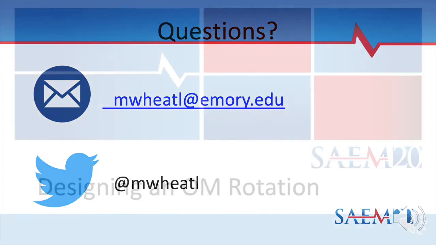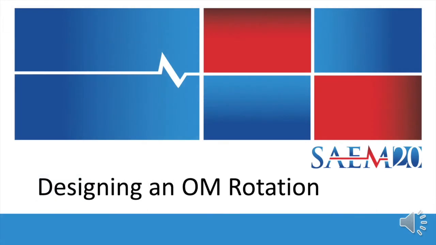Depending upon the size, location, staffing model, and structure of your observation unit, there are various ways in which residents can be exposed to observation medicine. Over the next few slides, I will discuss how to design a dedicated observation medicine rotation based on the model we use at Virginia Commonwealth University Health System Emergency Medicine Residency Program.